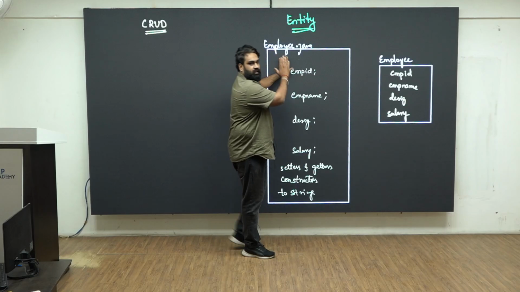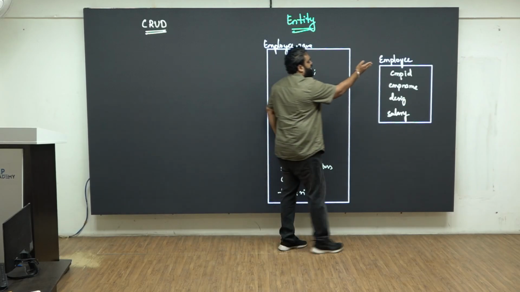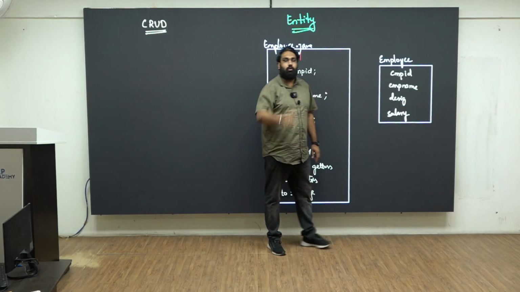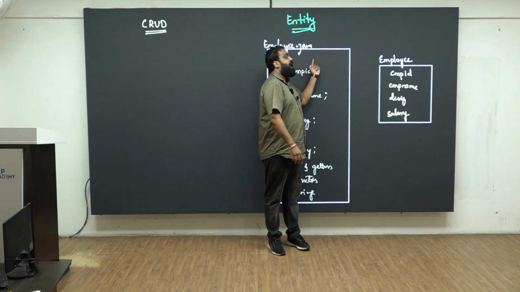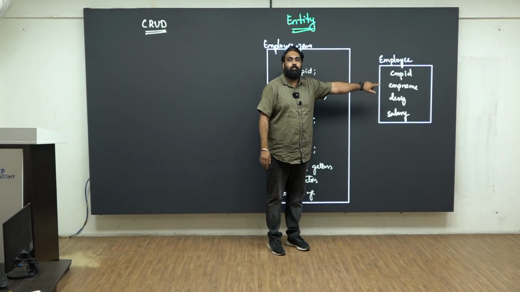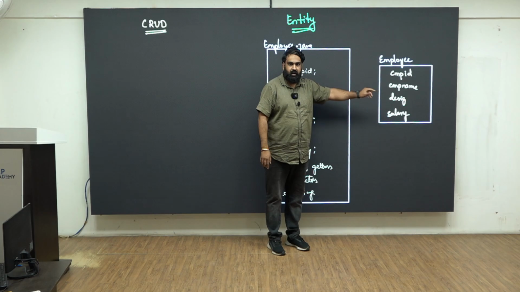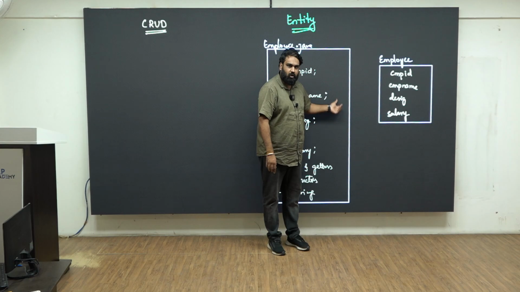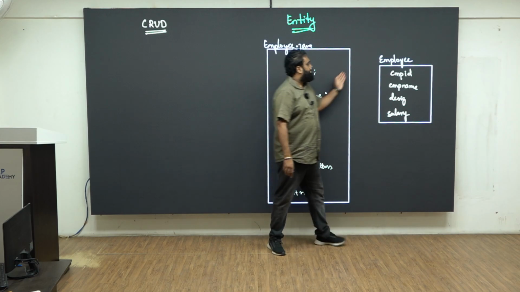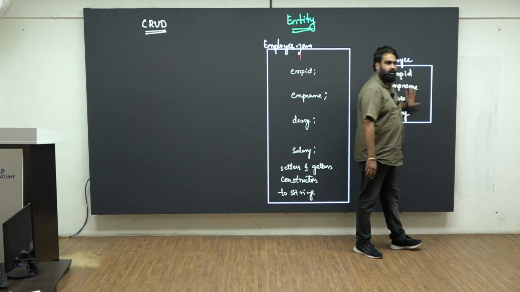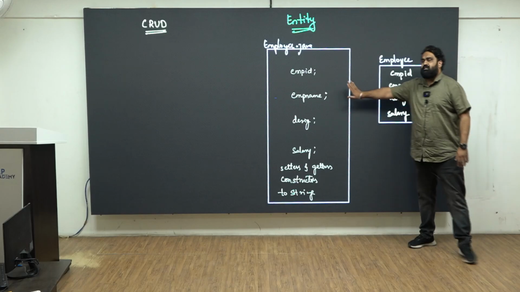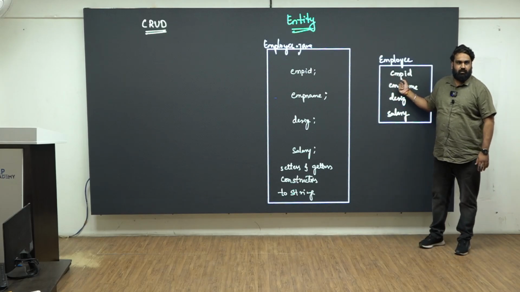Entity class is a class which represents the column in the table. Also, it will be mapped to the table. Entity class will represent the columns in the table. Also, the entity class will be mapped to the table. I hope you are able to understand this. It is mapped to the table.